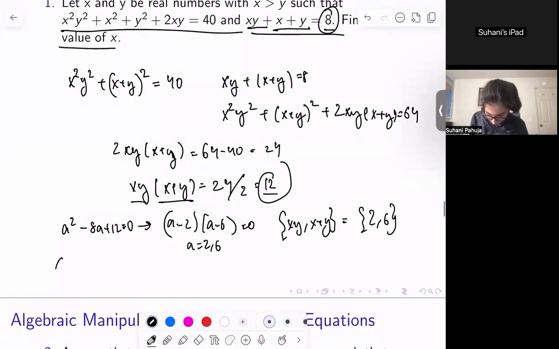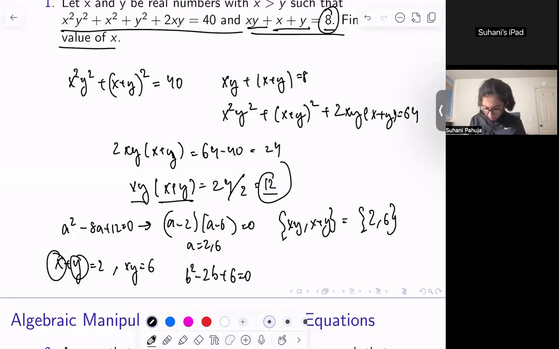If x plus y is equal to 2 and xy is equal to 6, then x and y are the two roots of another quadratic equation, where the sum is 2 and the product is 6. We can write b squared minus 2b plus 6 is equal to 0. But the discriminant of this is negative 2 squared minus 4 times 1 times 6, which is 4 minus 24, which is less than 0.